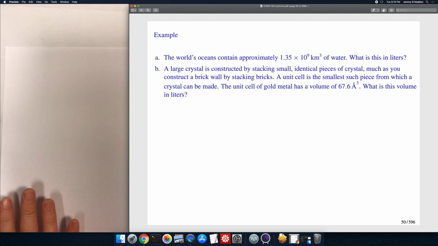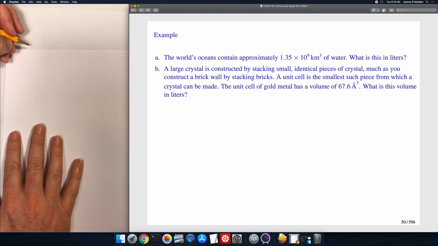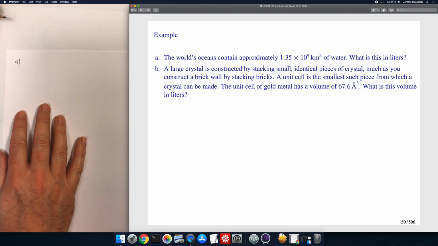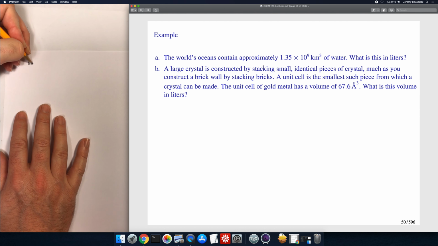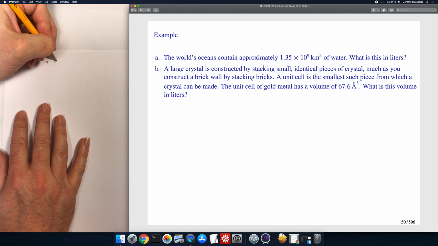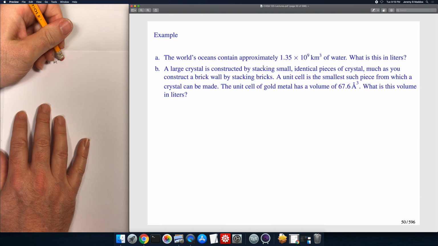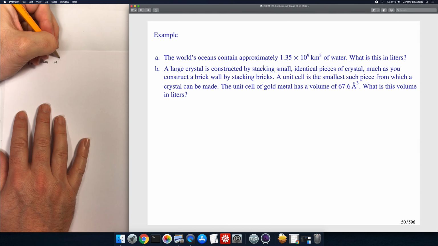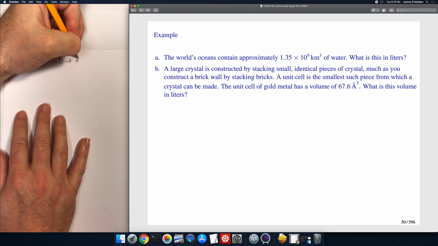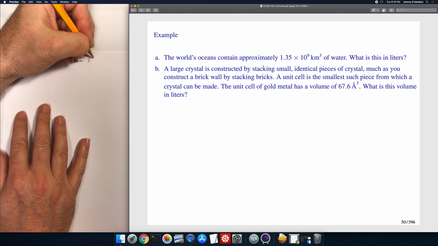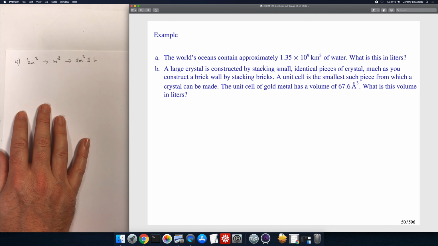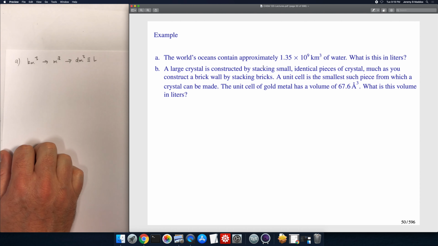So someone has proposed that we convert the volume of the world's oceans, 1.35 times 10 to the 9th cubic kilometers. Let's convert that to liters. Strange request, but we will try to accommodate them. So here what we need to do is go from cubic kilometers. I recommend going to cubic meters, so that should be a 3. And then we're going to convert that to cubic decimeters, which is equivalent to liters. Okay, so that's the conversion strategy that we're going to follow.